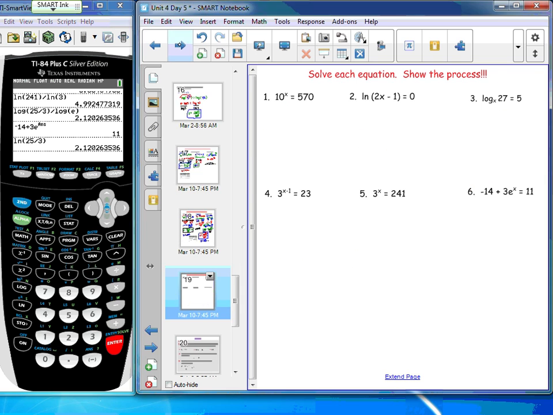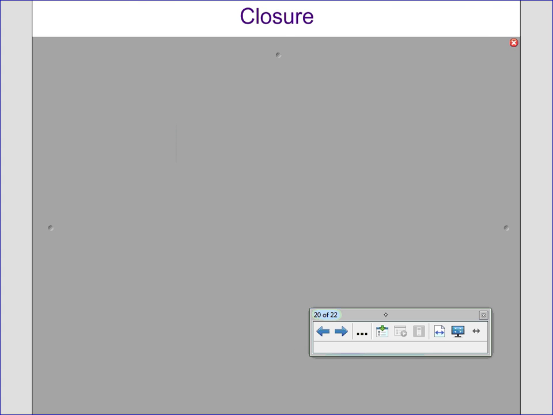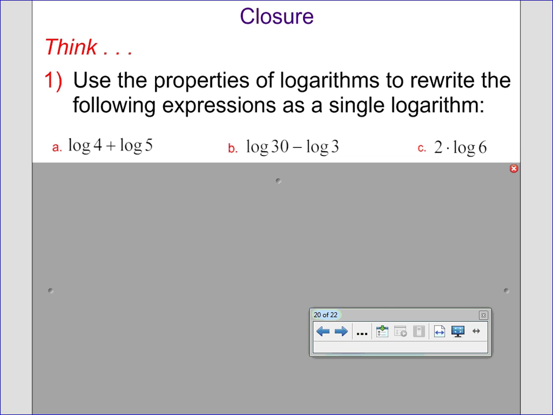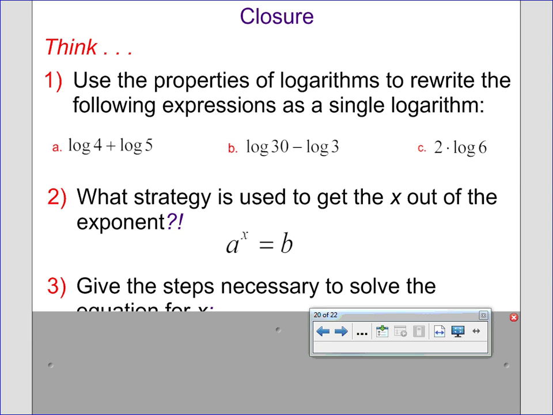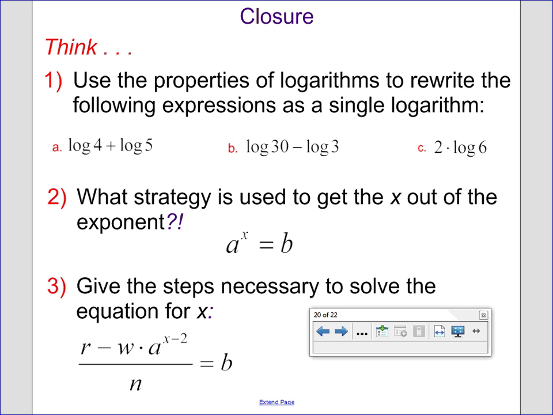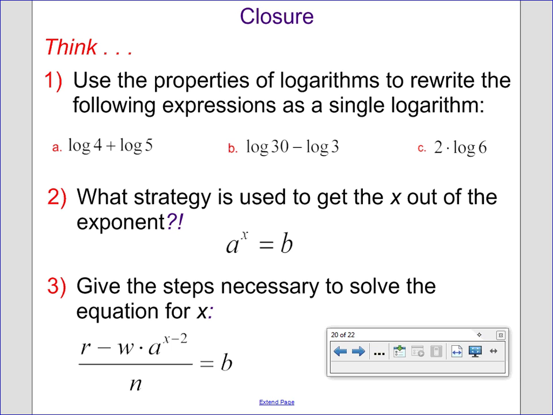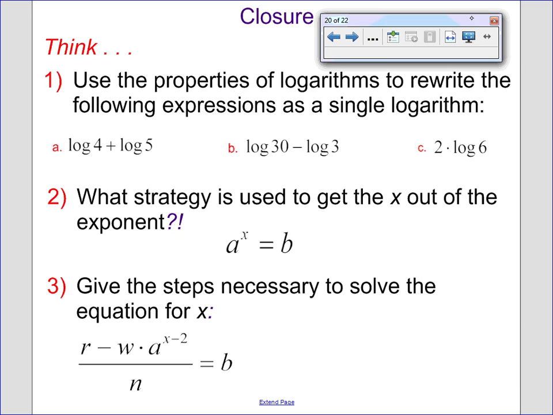All right, there's our printable. So let's go ahead and put it all together. Use properties of logarithms to rewrite the following expressions as a single logarithm. So I'm looking for a single log written for a, b, and c. What strategy is used to get the x out of the exponent? So what would you do to get the x out of the exponent, number 2. And then lastly, you're going to give the steps that would be necessary to solve that equation for x.